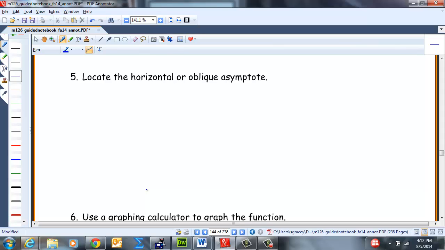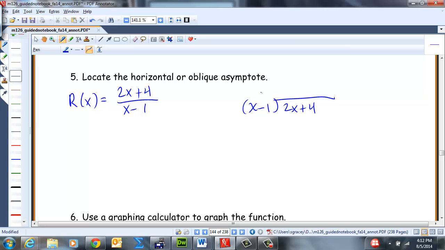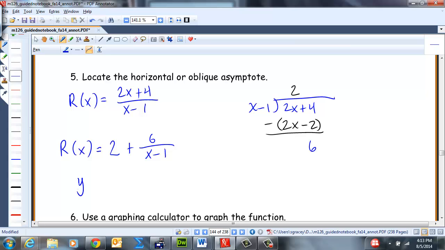Now horizontal or oblique asymptotes. So if you take a look, we'll just look at r of x in the original form, which was 2x plus 4 divided by x minus 1. So they have the same degree, so we need to divide. So my divisor is x minus 1, and then I've got 2x plus 4. So if I multiply by 2, I believe that will do it. So 2x minus 2. Don't forget to distribute the 2 through the x minus 1 quantity. And we will get a result. Minus a minus 2 is plus 2, so we'll get a result of 6. So basically, we found out that r of x can be rewritten as 2 plus 6 divided by quantity x minus 1. So y equals 2 is the horizontal asymptote.